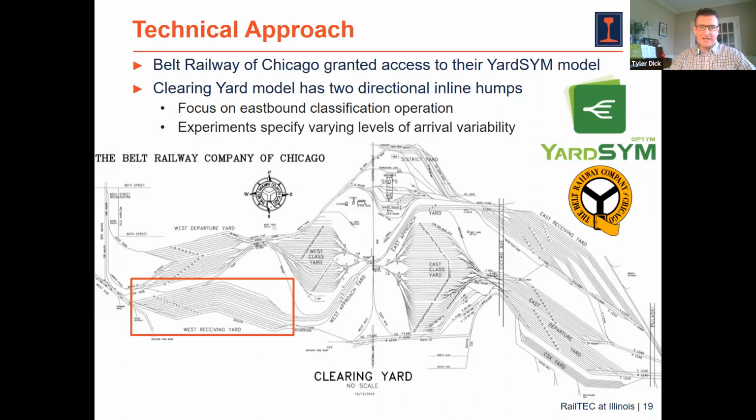So that's trains that arrive at the west receiving yard, and then the cuts of rail cars are shoved up to the hump here in the middle of the yard, and then the rail cars are sorted into blocks in the east classification yard. And then we have a pull down operation that pulls those blocks to the east departure yard, where they're assembled into trains primarily for eastbound destinations from Chicago. So our experiments look at this eastbound operation, and we schedule or specify different levels of schedule flexibility or train arrival time variability, and examine what's the impact of that on the performance of this operation.